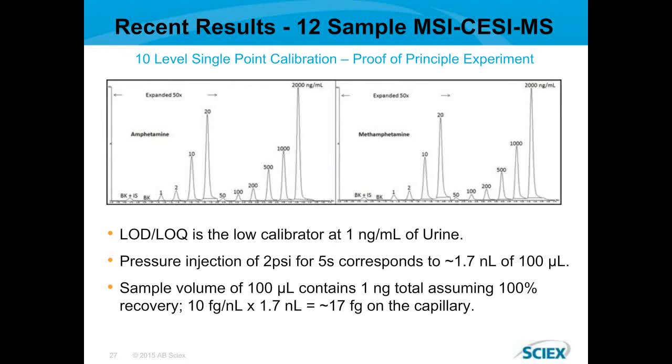As further proof of principle, I decided I would extend this out, time permitting, and in my further MSI experiments, I was able to get out to 12 samples per run. I simply used as an LOD and LOQ the low calibrator, or 1 nanogram per mL spiked into urine. Each segment injection introduces just under 2 nanoliters from a total volume of 100 microliters. Again, this is really non-destructive sampling, and this corresponds to about 17 femtograms of the drug on the capillary from the 1 nanogram per mL sample segment.